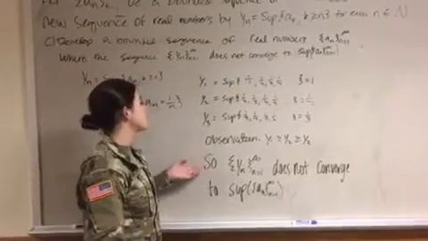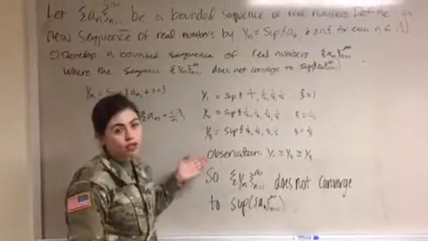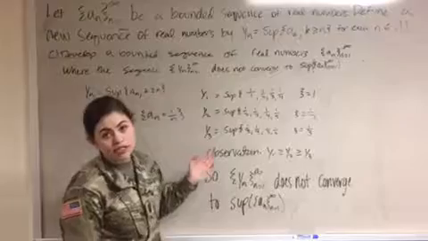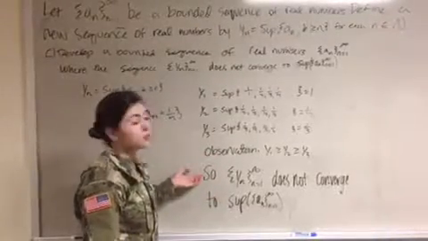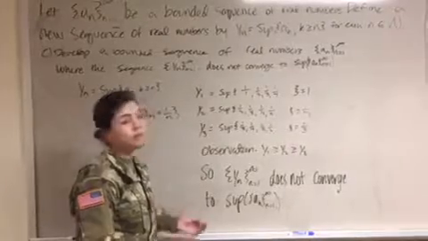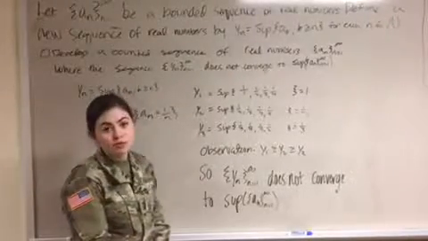So, based off of this, we see that the sup does not converge at any point. In fact, it decreases as you continue going through the sequence. So, y sub n from n equals 1 to infinity does not converge to the sup of a sub n from n equals 1 to infinity.